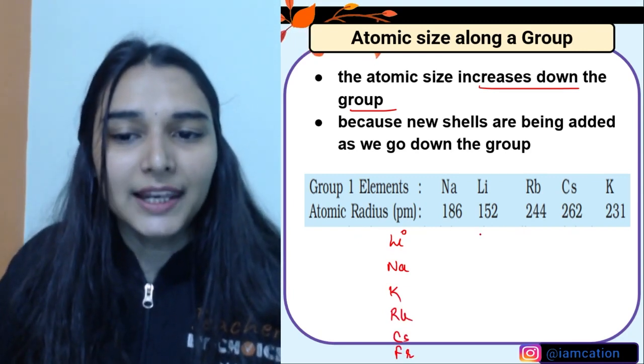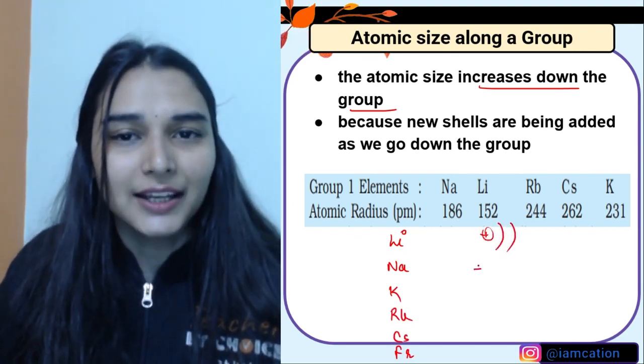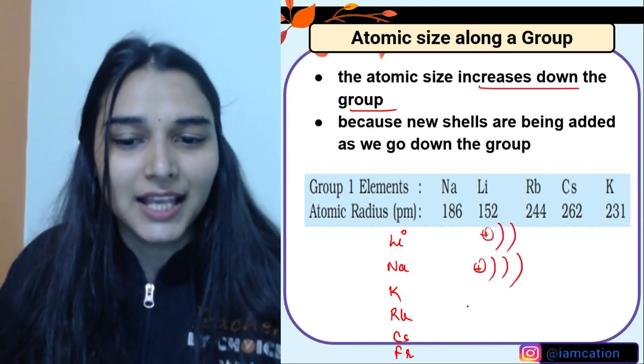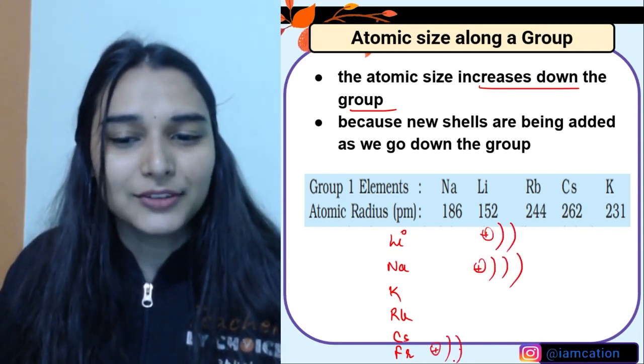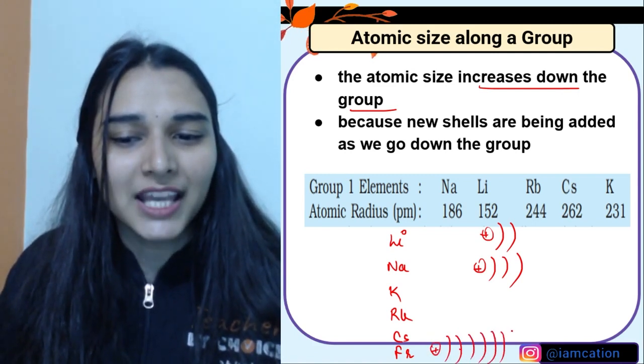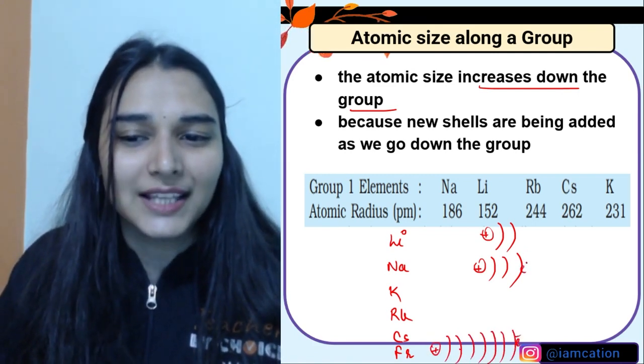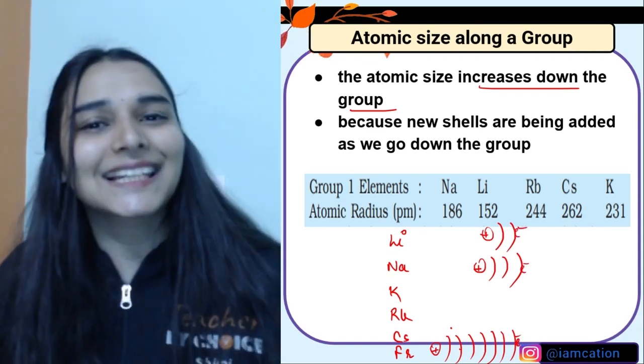Lithium second period element है, it is having 2 shells. Sodium is having 3 shells. Now francium is 7th period element, 7 shells. 1, 2, 3, 4, 5, 6, 7. So what happens? Effective nuclear charge is less here.